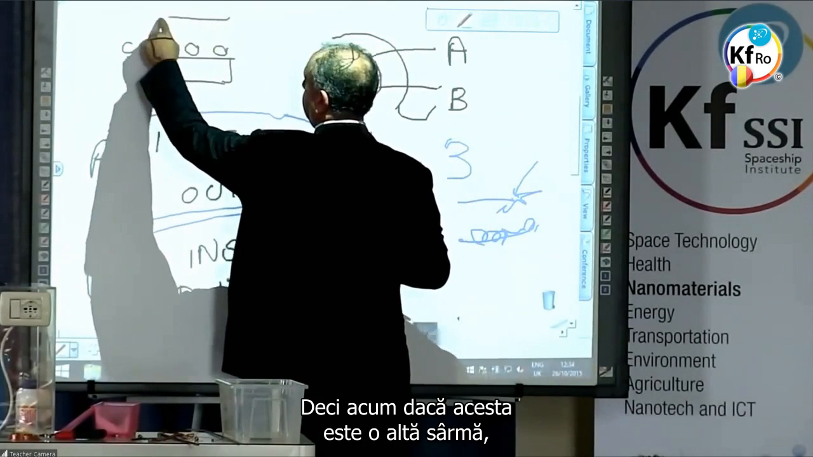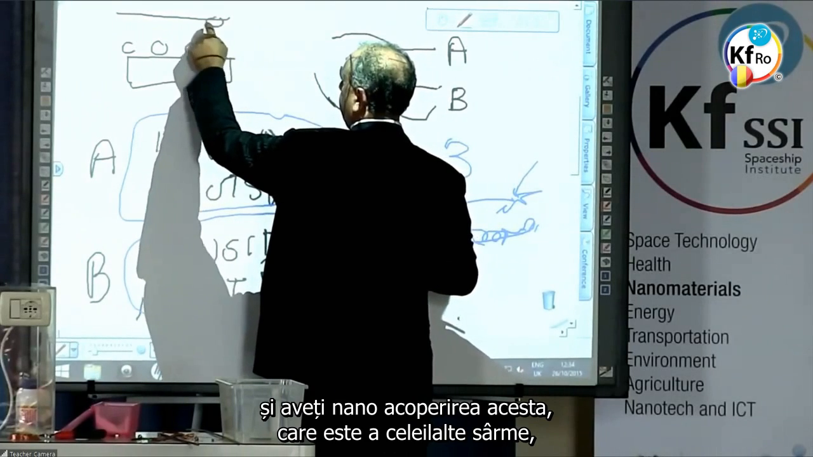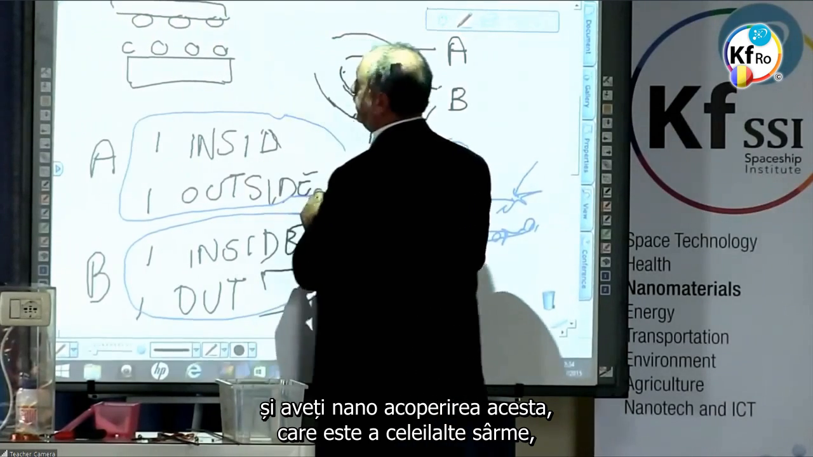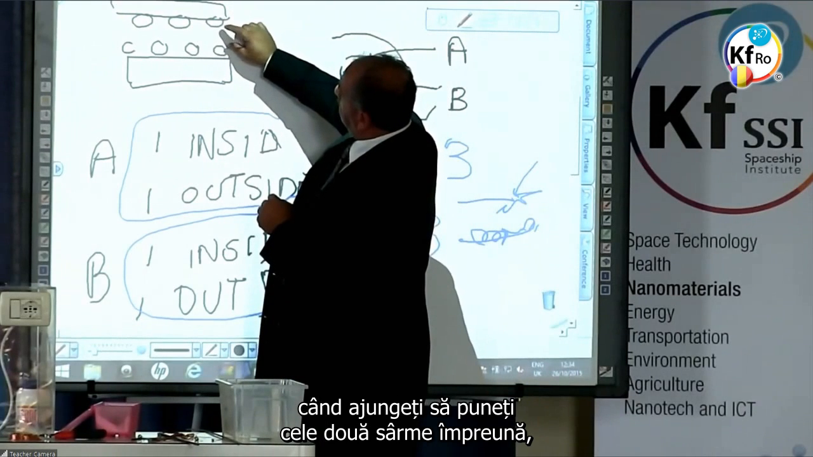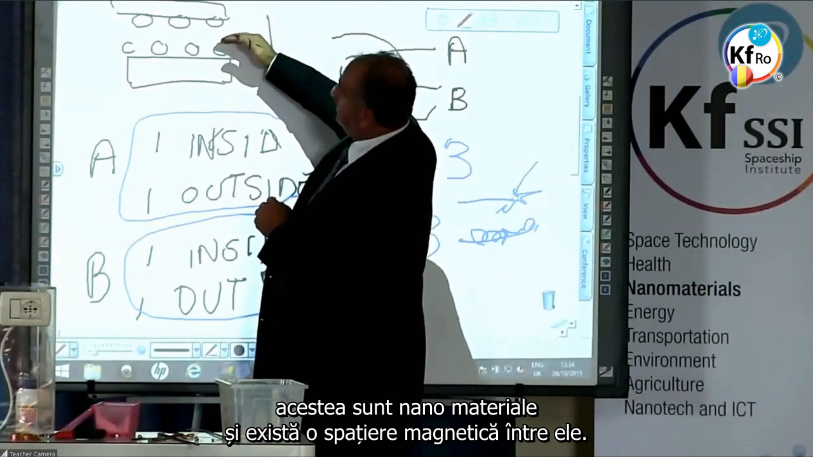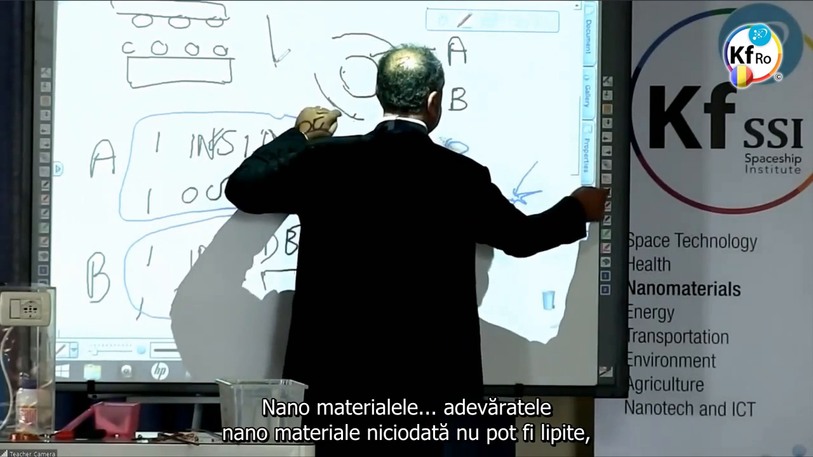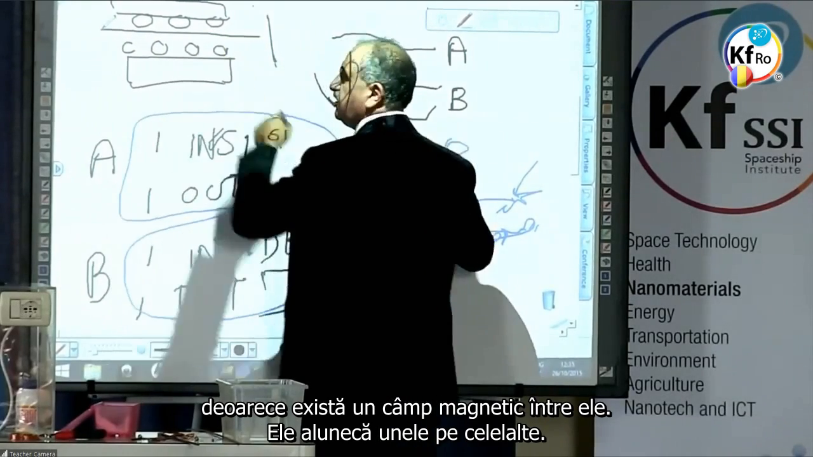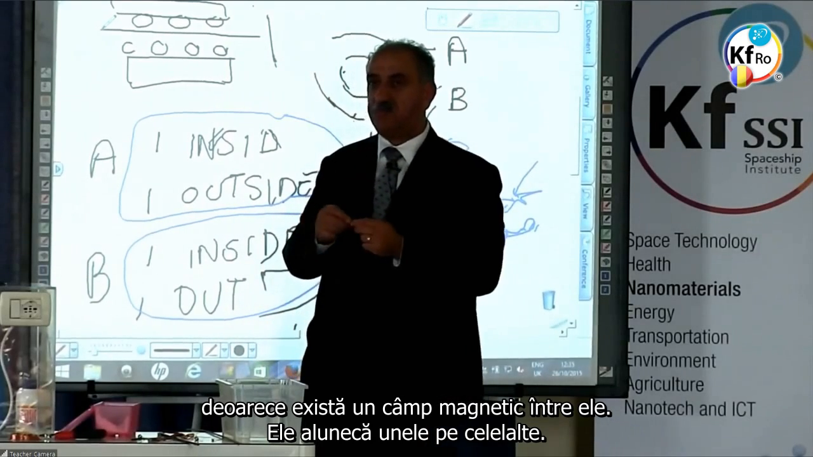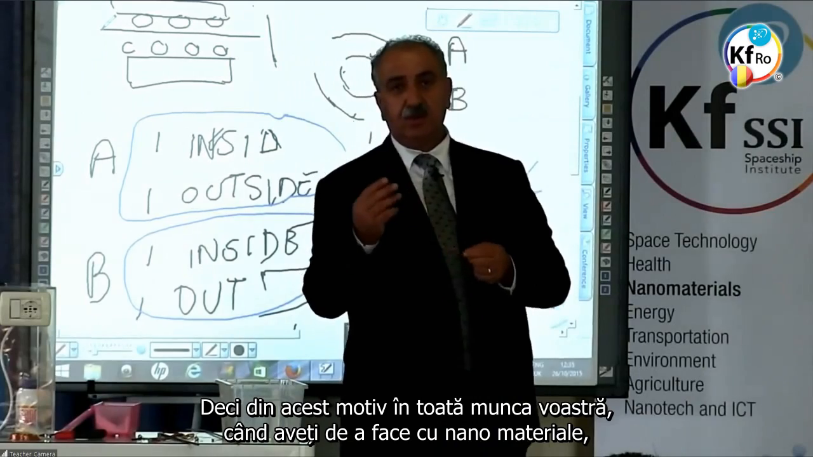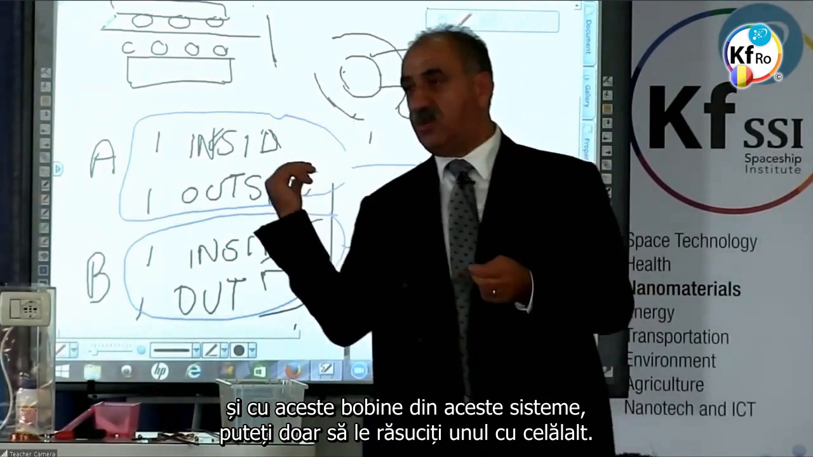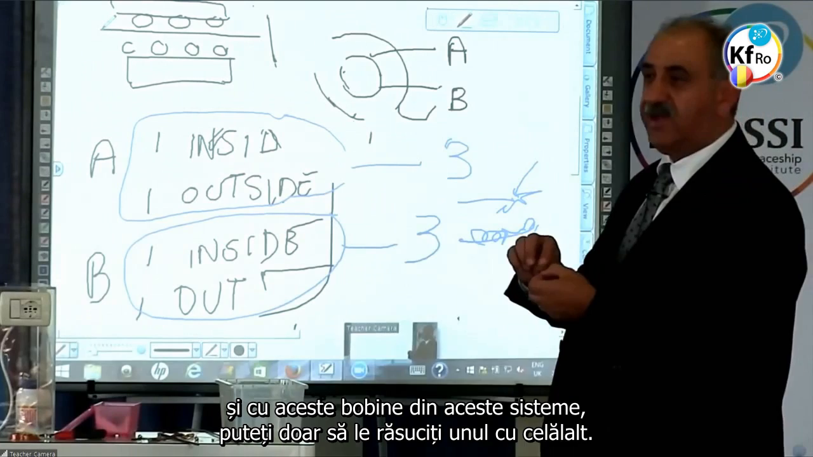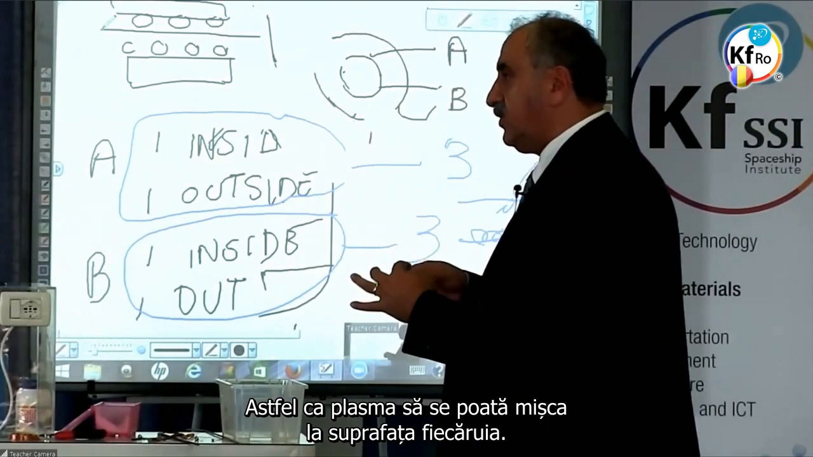Very, very sensitive. So now if this is the other wire, and you have the nano coating of the other wire, when you come to put the two wires together, these are nanomaterials. There is a magnetic gap in between. True nanomaterials can never be soldered because there is a magnetic field in between. They slide over each other. So in all your works, when you deal with nanomaterial and in these windings, in these systems, you can only turn the wires next to each other, so that the plasma moves over the surface of each other.